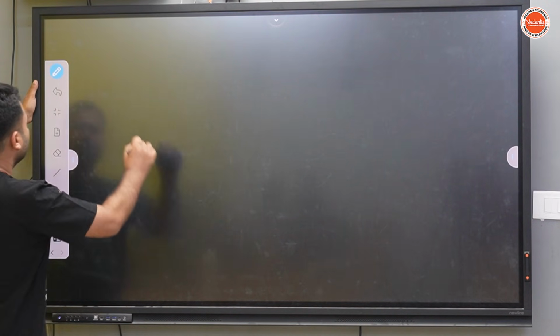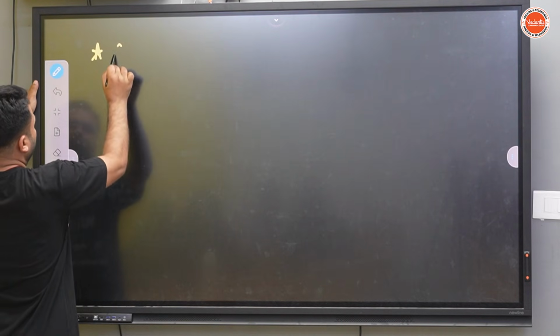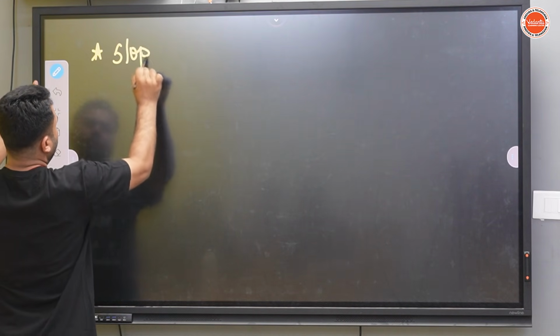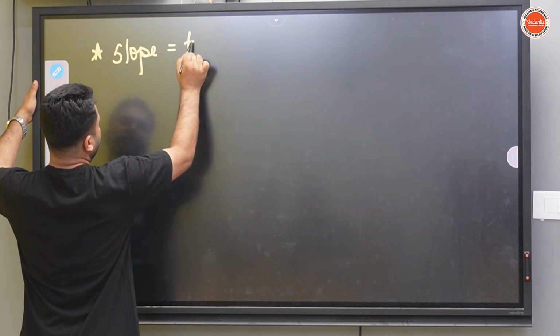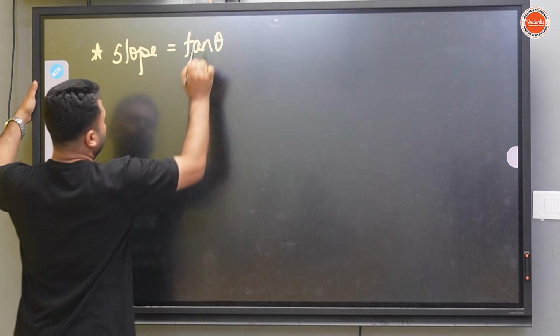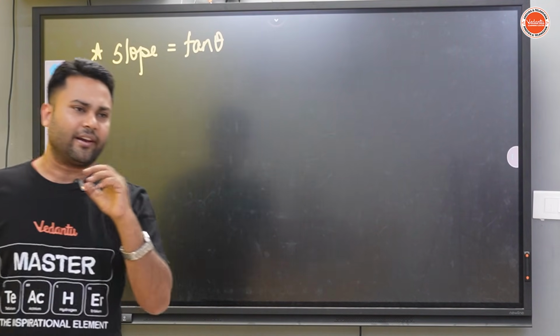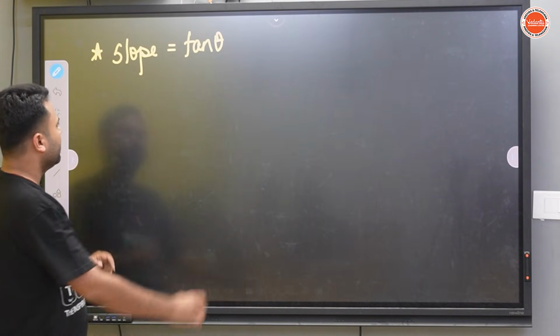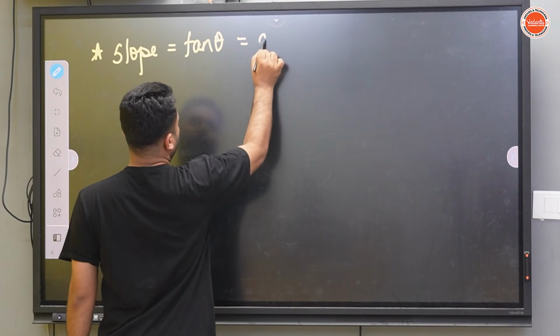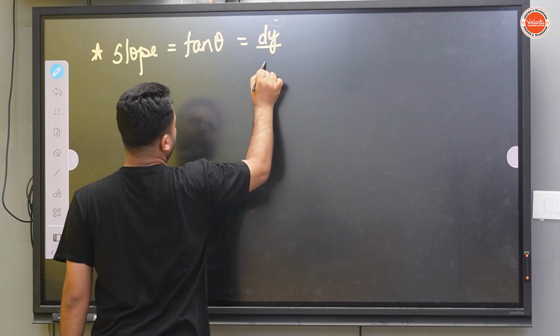So slope formula. One formula is what? Tan theta. Means if there is a line and they have mentioned some angle, so directly slope is tan theta. Slope, another formula is what? dy by dx.